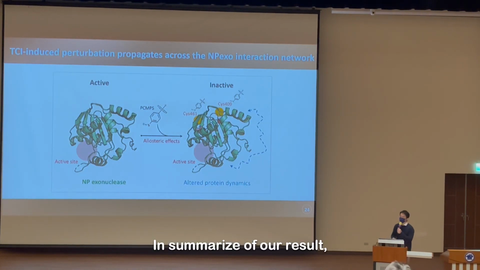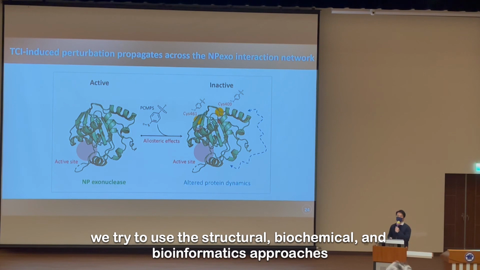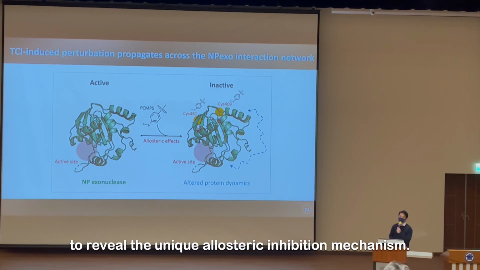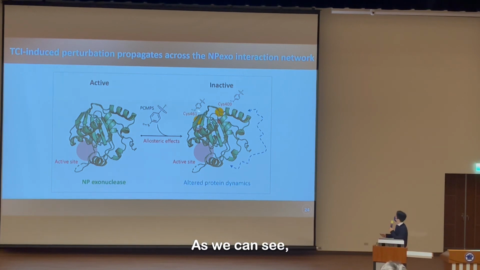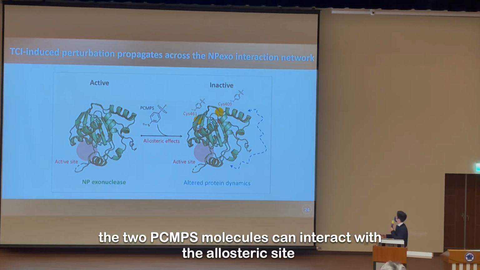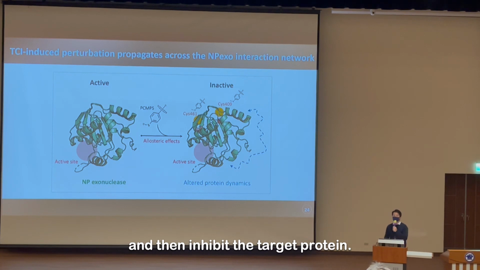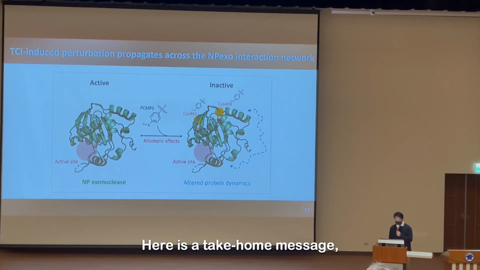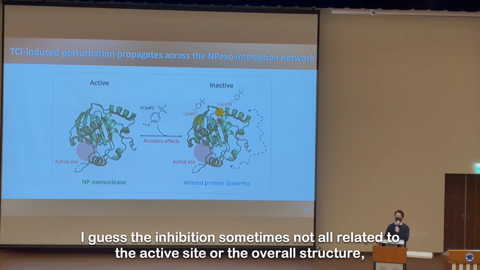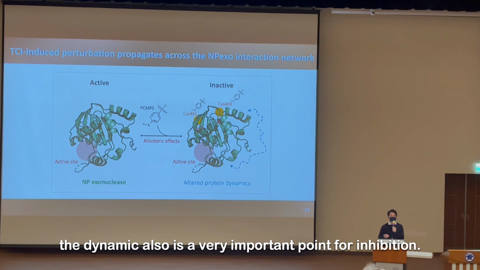To summarize our results, we used structural, biochemical and bioinformatic approaches to reveal a unique allosteric inhibition mechanism. As you can see, the two PCMBS molecules can interact with the allosteric site and influence the protein dynamics and then inhibit the target protein. So here is a take-home message: I guess inhibition is sometimes not all related to the active site or the overall structure. The dynamics is also a very important point for inhibition.